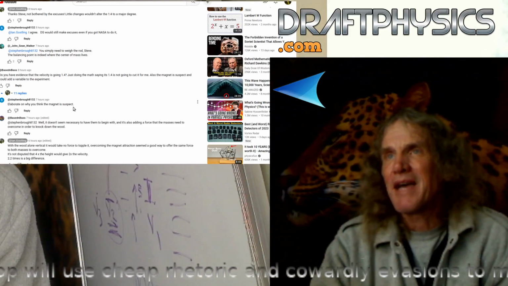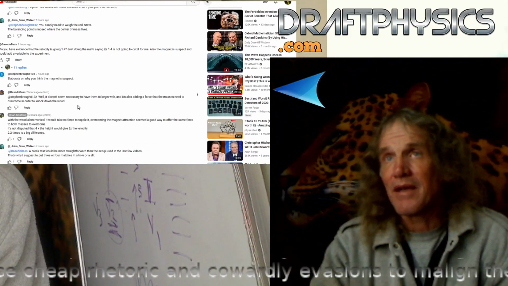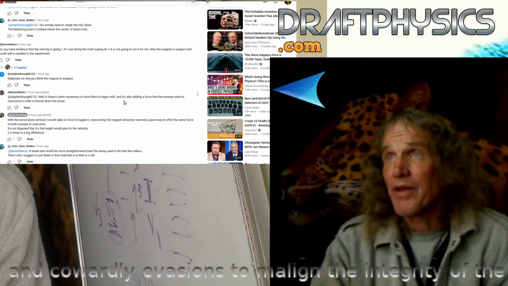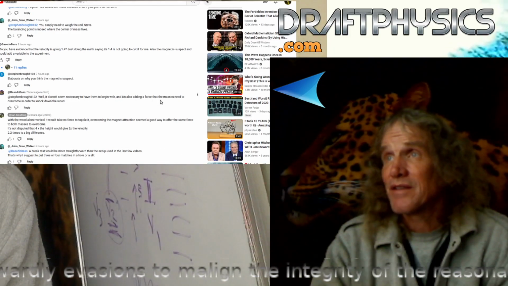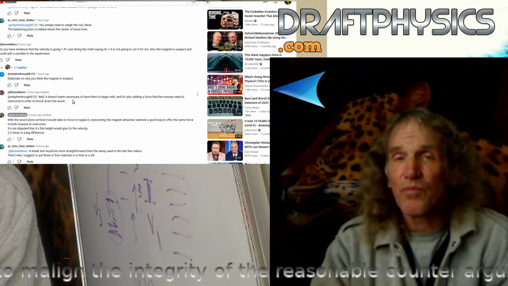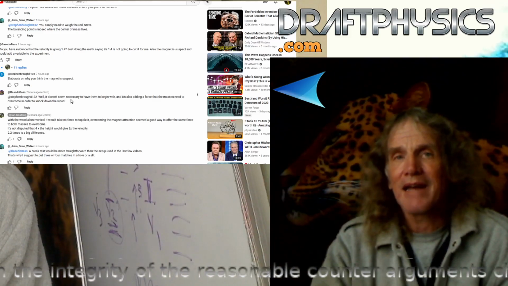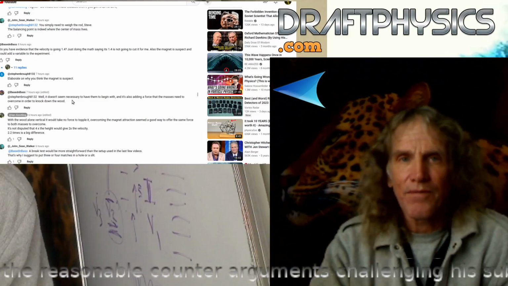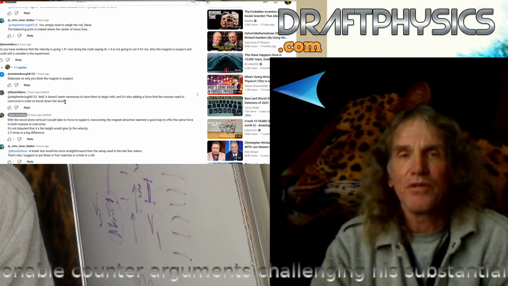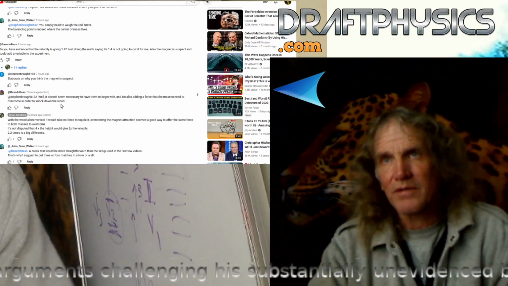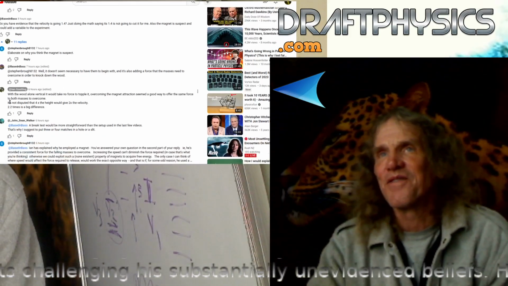Elaborate on why you think the magnet is suspect. Okay. Well, it doesn't seem necessary to have them to begin with. It's also adding a force that the masses need to overcome in order to knock down the wood. Yes, and again, it's a time-dependent force. The force of magnetism moves at the speed of light. It is a time-dependent force. I just keep saying that over and over.